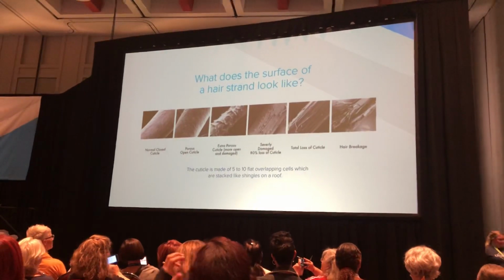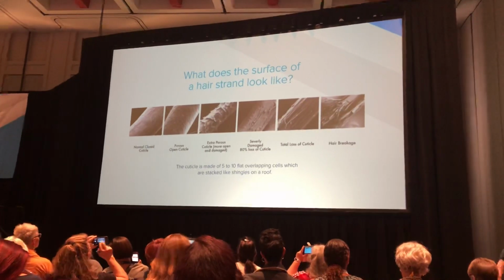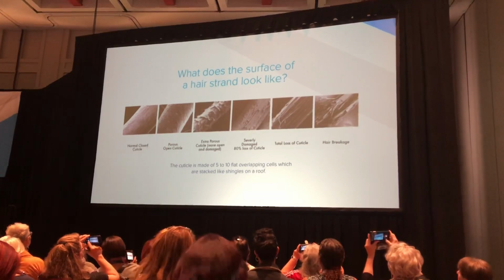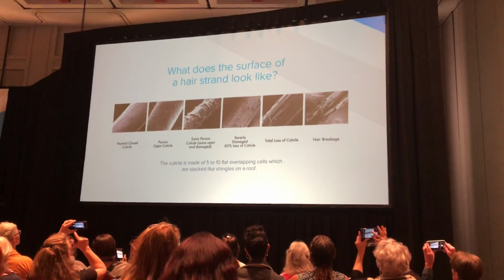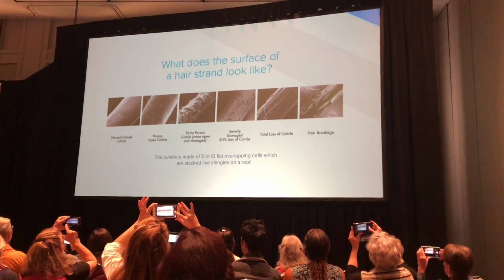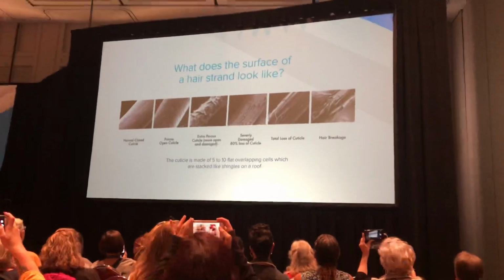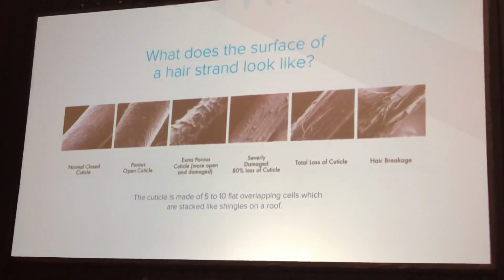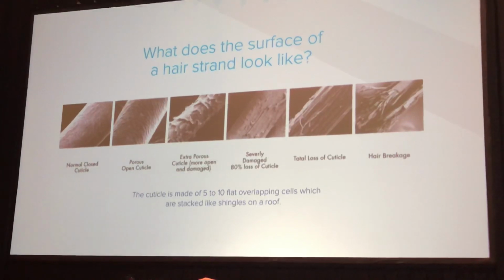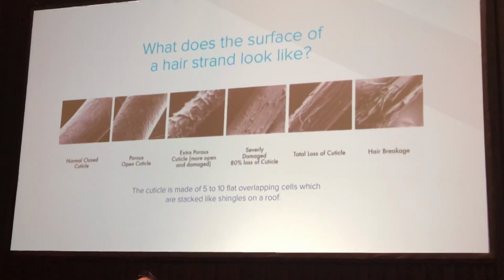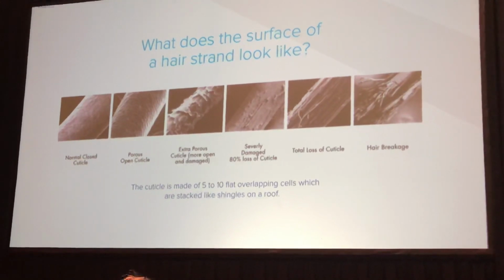What a hair strand looks like under a microscope. On the very far left, you have a really healthy hair strand. Notice that the cuticle is very smooth, like shingles on a roof. The cuticle is made of 5 to 10 flattened cells which are on top of each other.